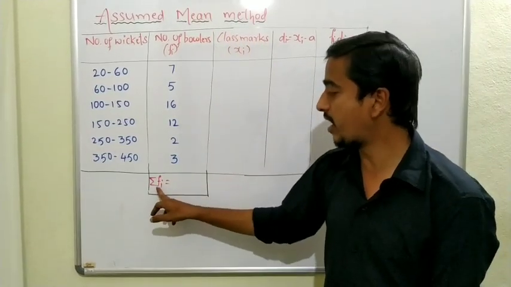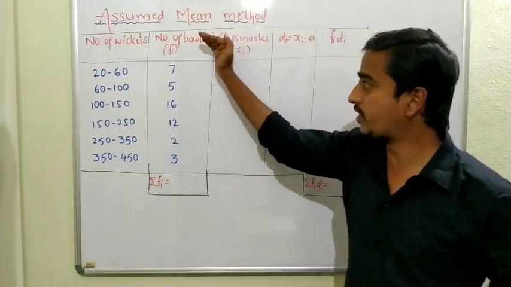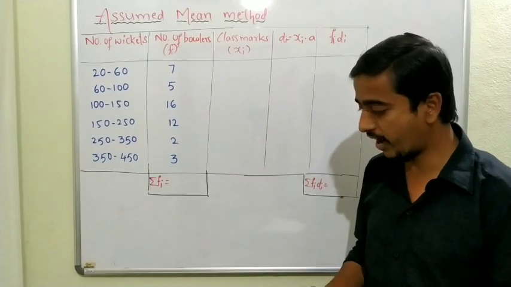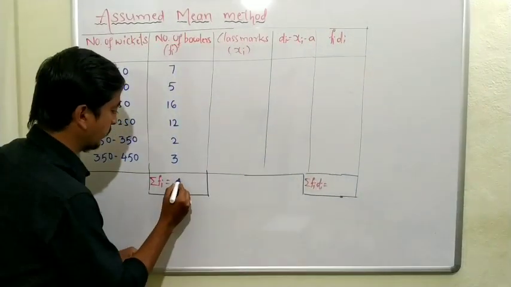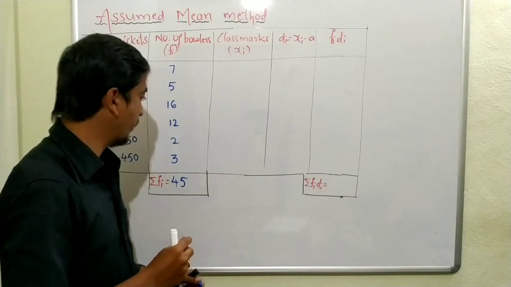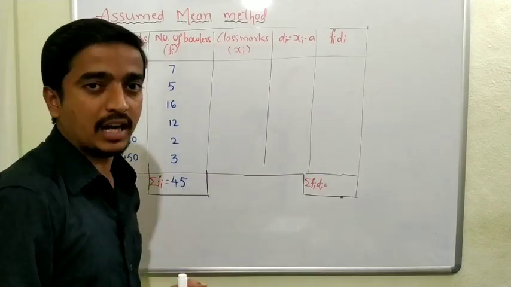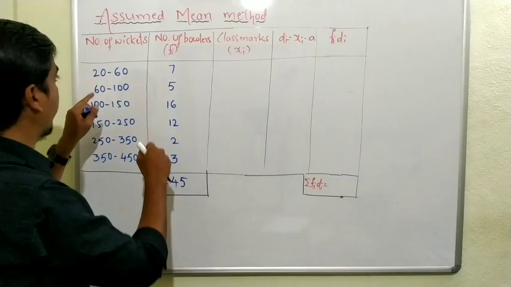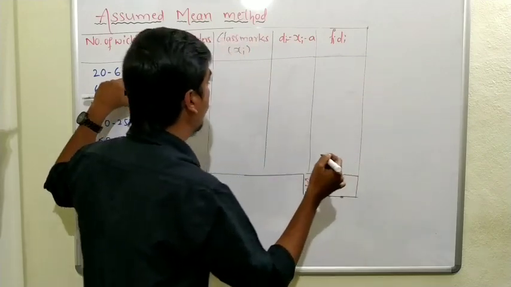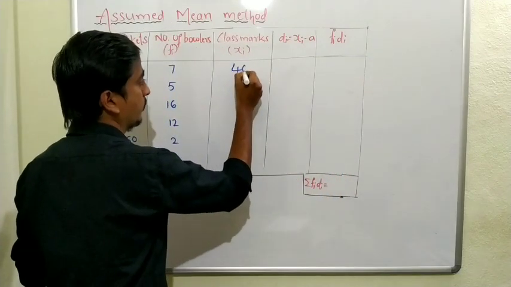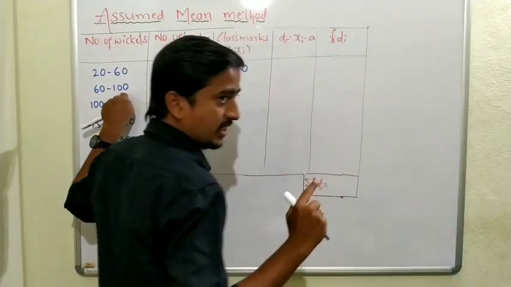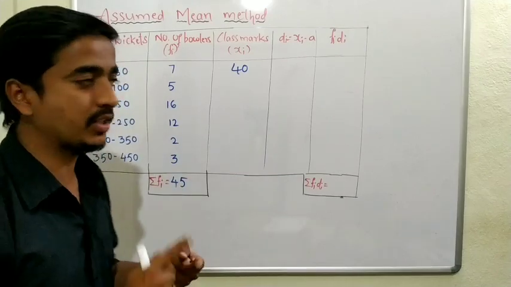Now let us find sigma fi, the sum of frequencies, the total number of bowlers. 12 plus 6 is 18, 20, 22, 25, and 2, 3, 4. So the total number of bowlers is 45. Next, to find the class mark, we take the average of the class intervals. 20 plus 60 is 80, 80 by 2 is 40. The next class interval, 60 plus 100 is 160, 160 by 2 is 80.